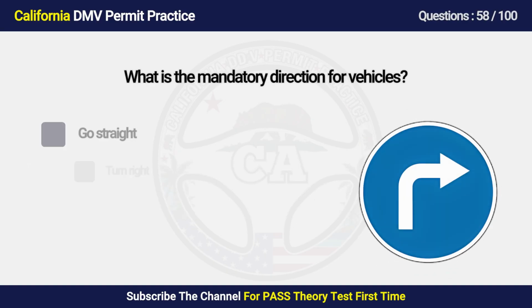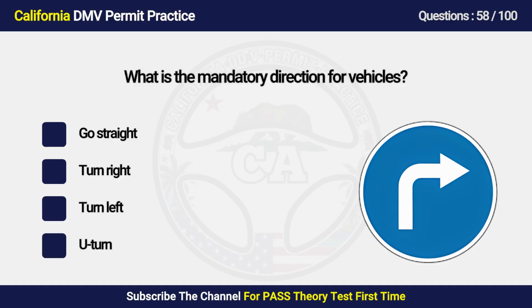Question 58. What is the mandatory direction for vehicles? A. Go straight. B. Turn right. C. Turn left. D. U-turn.